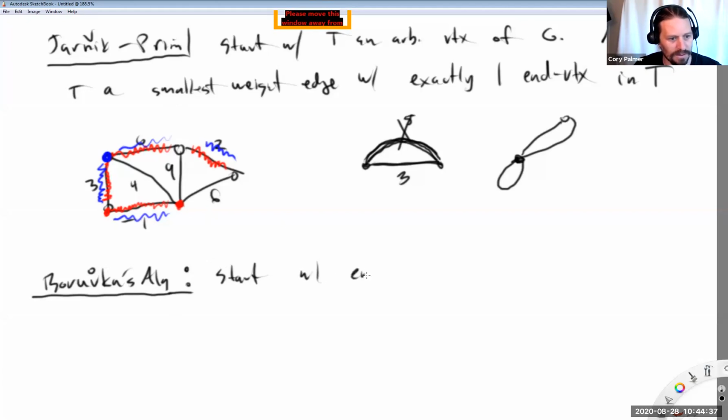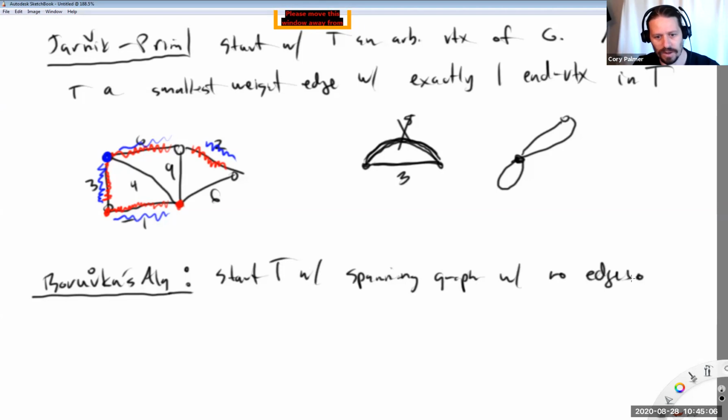So start with empty graph. Okay, let's not say empty graph. Start with a spanning graph with no edges. So what does that mean? T is literally just the vertices. That's what T starts with. So T is a spanning graph of G with no edges. I start with all vertices simultaneously. I know that all vertices are going to end up in the graph that I produce, so let's just suppose they're all there to start with. There's a reason I've written it this way, because of the iterative step here.